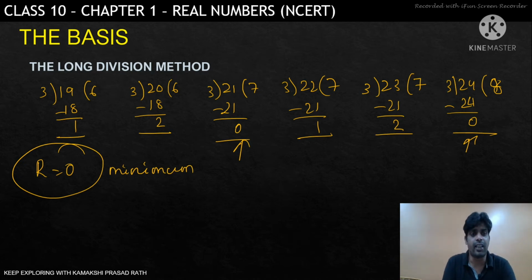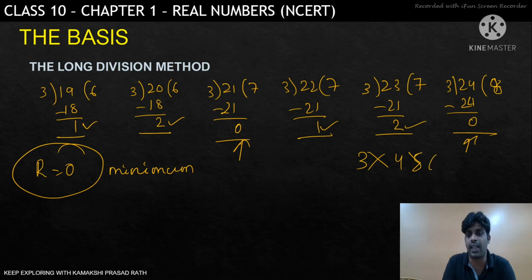Now check what the maximum limit is. This is the minimum limit: 0 will come, less than 0 will not. Now what is the maximum? You can see here we are getting 1, 2, 1, 2, but we are never getting 3 or more than 3.